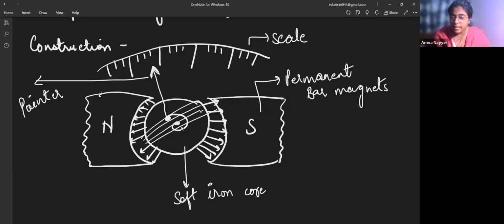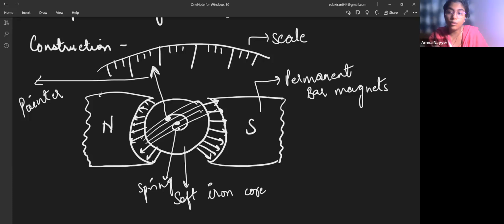Now, in the center of this core, when the wire is not exactly in the center of this core, a spring is connected. This is actually a spring. A spring is connected, and on this spring, at the center, the pointer is connected. Fine. Now, this is a wire.